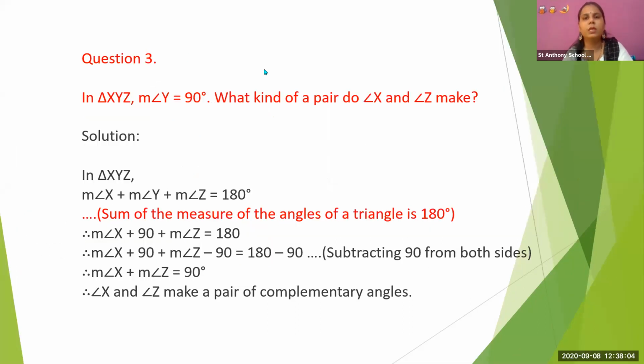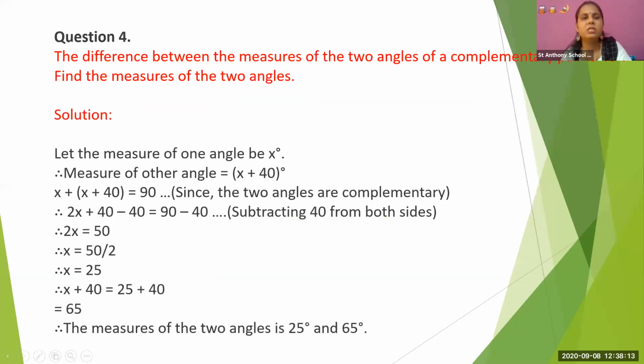Now question number 3 is, we have seen angle X and angle Z make a pair of complementary angles. Next is the difference between the measures of two angles of a complementary pair. Find the measure of the two angles.